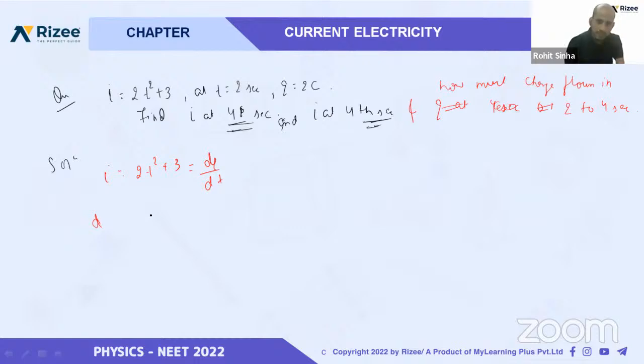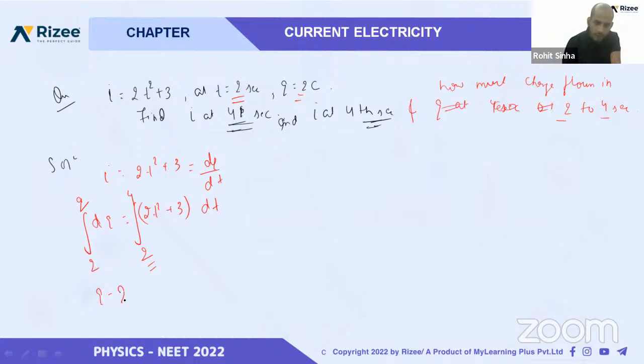We can write like this: dq is equal to 2t square plus 3 into dt. Now let us integrate here and integrate here. We have to find charge from 2 to 4 second. We will put here time limit 2 to 4 second. And for charge, we have to find at 2 second how much charge is flowing. At 2 second, 2 coulomb. So we write 2 here, and upper limit we are not knowing. We can write here q. Okay. After integrating this, what we will get?